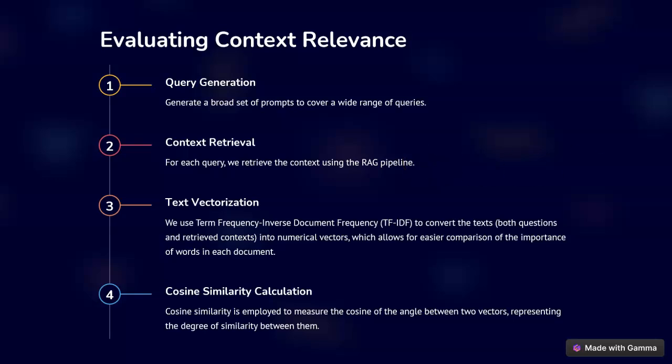To evaluate context relevance, first we select a wide range of prompts to generate a list of queries. Then we create a function to generate context retrieval for all queries. Next, I create a function for evaluating context relevance using cosine similarity. Cosine similarity is used to measure the cosine of the angle between two vectors. Higher scores indicate a higher relevance of the context to the question.